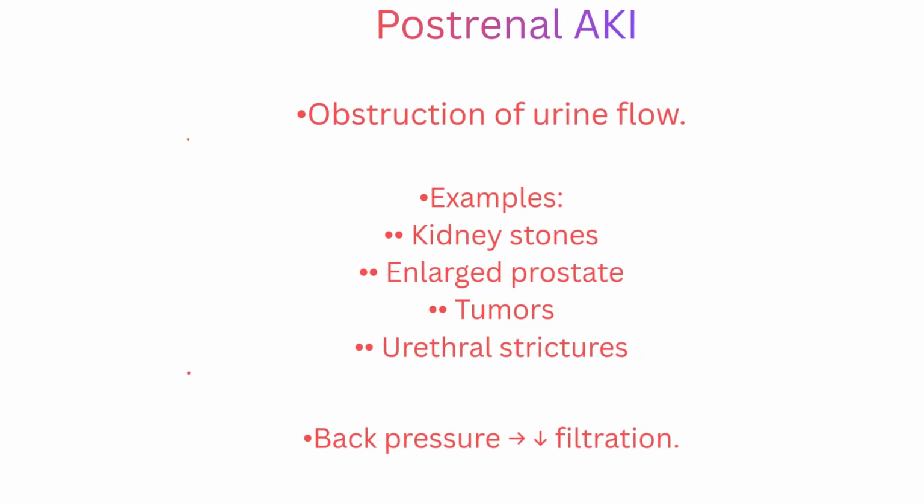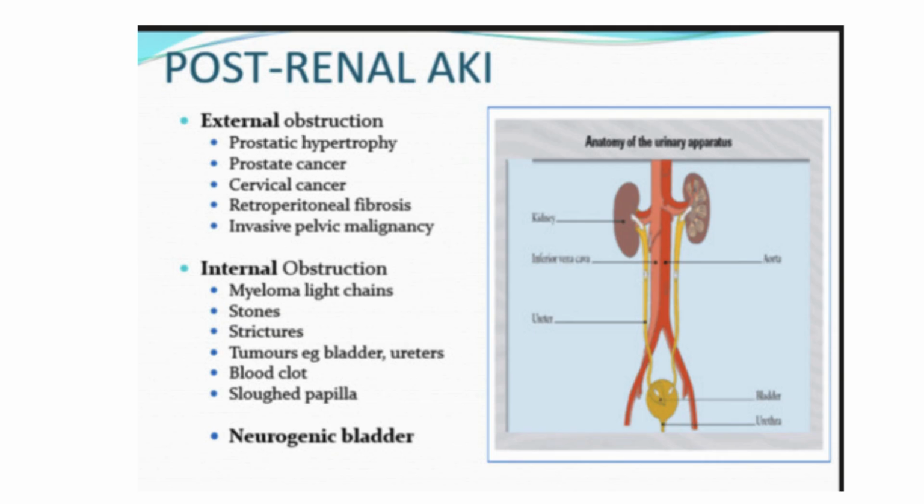Post-renal acute kidney injury occurs due to obstruction of urine flow. Causes include kidney stones, enlarged prostate, tumors, or urethral strictures. The obstruction increases pressure within the kidneys, impairing filtration.